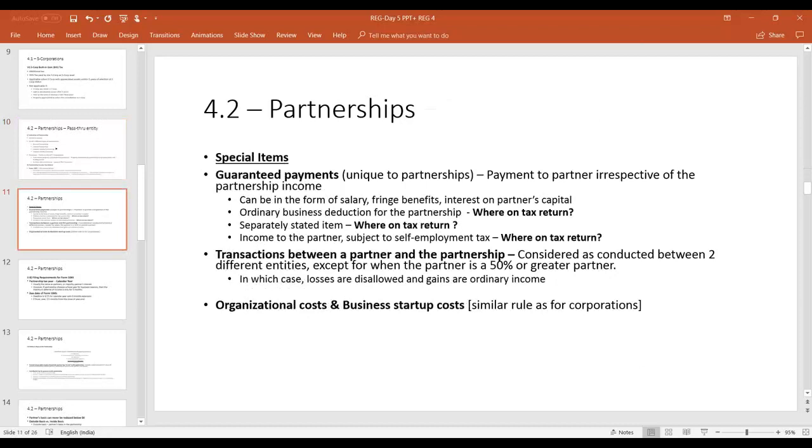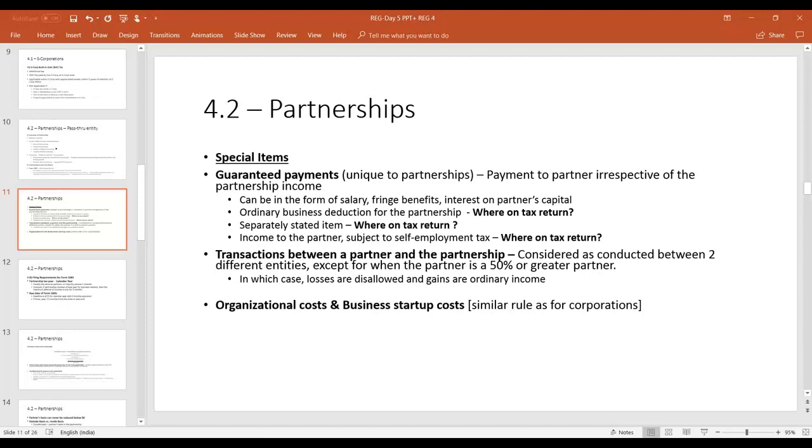So now there are some special items as far as partnership is concerned. One very unique item to partnerships is guaranteed payments. We talked about it a little bit when we did Reg 1, when we were studying sole proprietorships and the types of income that are subject to self-employment tax. One of those was guaranteed payments, where we said guaranteed payments are subject to self-employment tax.